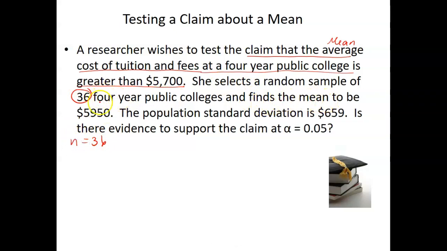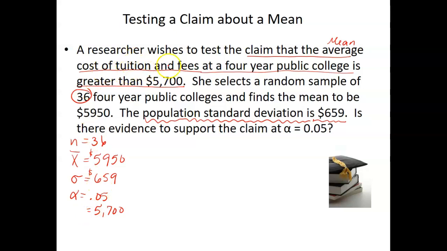Okay, the mean of my sample, which is my x bar, is 5,950. And then if we look here, we're actually told the population standard deviation is 659. So my population standard deviation is sigma. This is where knowing your symbols is very important. Okay, we've got an alpha that is 0.05, and the only other value we've got is the 5,700 that comes from our claim. So the one that's coming from the claim is going to be my mu.